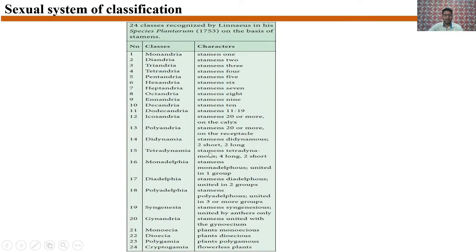This is the outline of the Linnaeus sexual system of classification. Linnaeus categorized plants into 24 classes based on the number of stamens. For example, those plants which have only one stamen were grouped in Monandria, with two stamens in Diandria, with three stamens in Triandria, and so on and so forth.